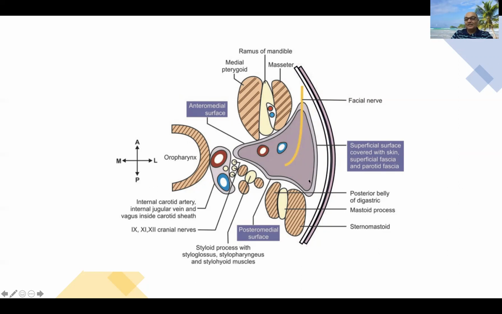This is a superficial surface, and these are the deep surfaces. And the deep surface, we have anterior medial, and this is the posterior medial part. And then you're looking at the anterior border, you're looking at the posterior border, and you're looking at the medial border. I hope things are fine.